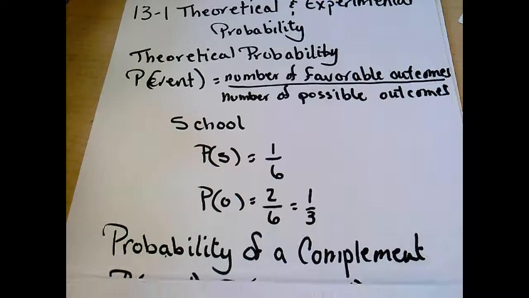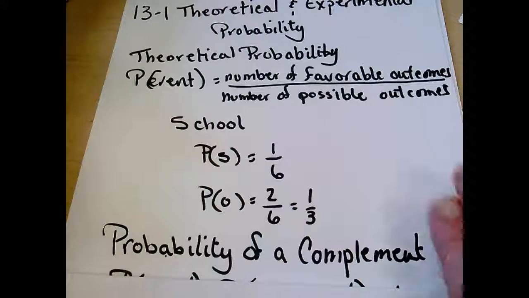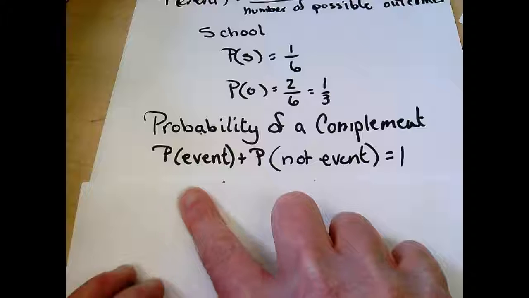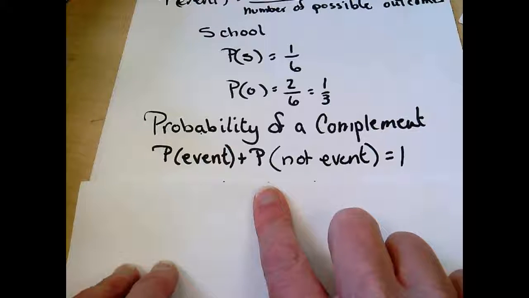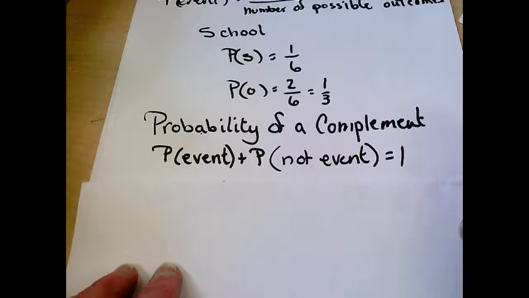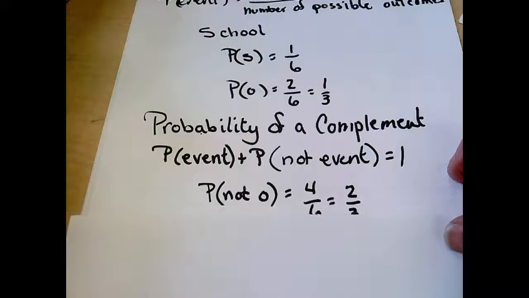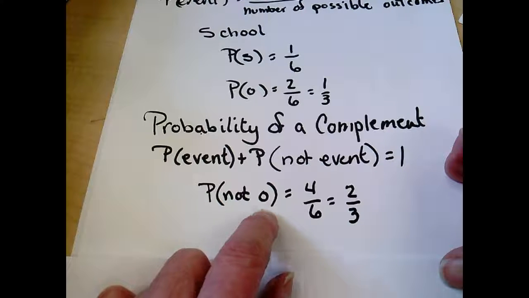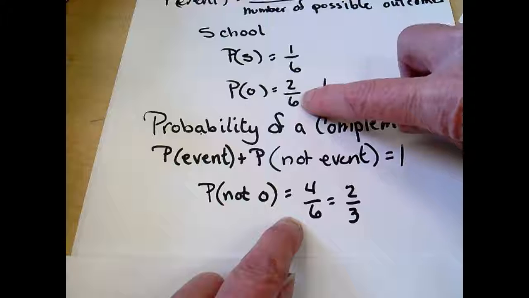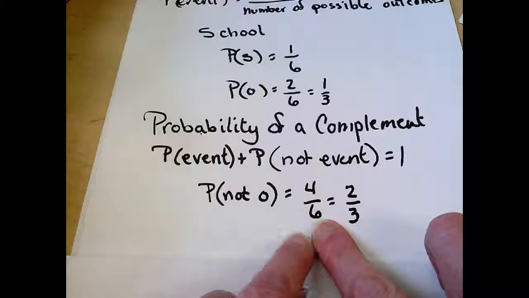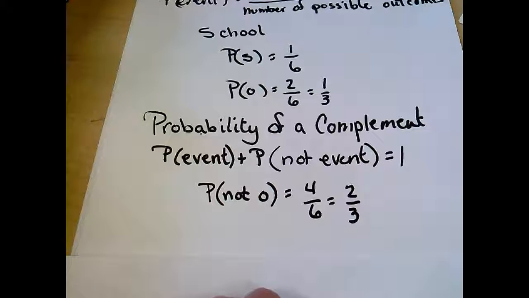You can also do probability of a complement. When we are working on that concept, it's the probability of your event plus the probability of not the event equals 1. It's much simpler than that. We have the probability of not having an O. So when we had the O, it was 2 out of 6. So that means there's 4 out of 6 of not having an O. And we just simplify again that fraction.